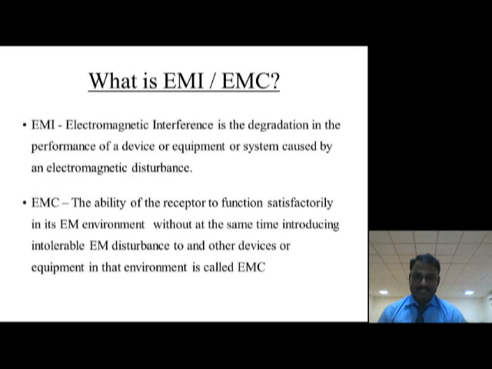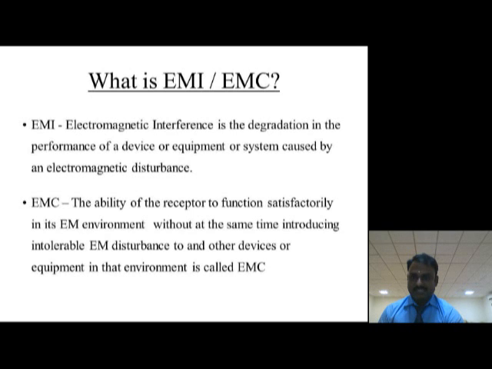Interference and compatibility fundamentals. Initially, we are going to see the basic definitions of EMI and EMC. EMI, electromagnetic interference, is the degradation in the performance of a device, equipment or system caused by an electromagnetic disturbance, and EMC is the ability of the device to work satisfactorily in the disturbed environment, and at the same time it should not contribute any disturbance to that environment.